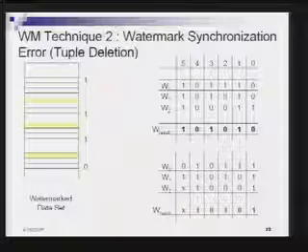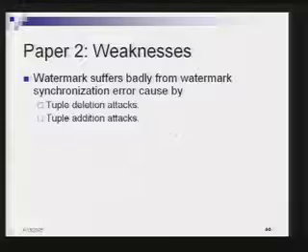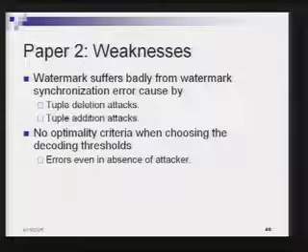Make sense? So this technique, what are the weaknesses? The watermark suffers badly from watermark synchronization error caused by tuple deletion and tuple addition. Then there is a problem in this technique that there is no optimality criteria when choosing the decoding thresholds. The decoding thresholds are v false and v true that define where your bit is equal to 0 or bit equal to 1. These decoding thresholds are just decided upon by the user.